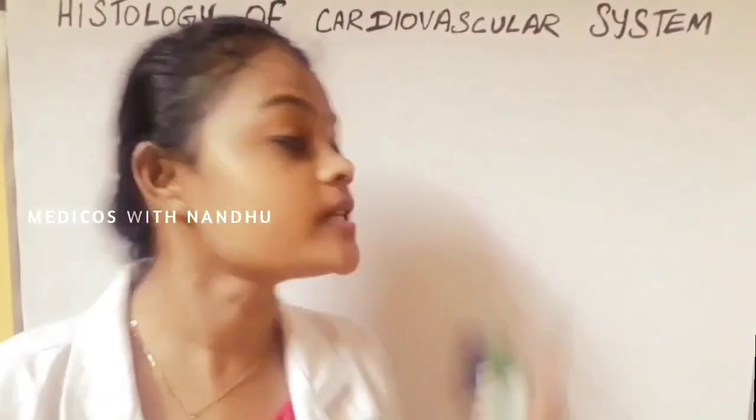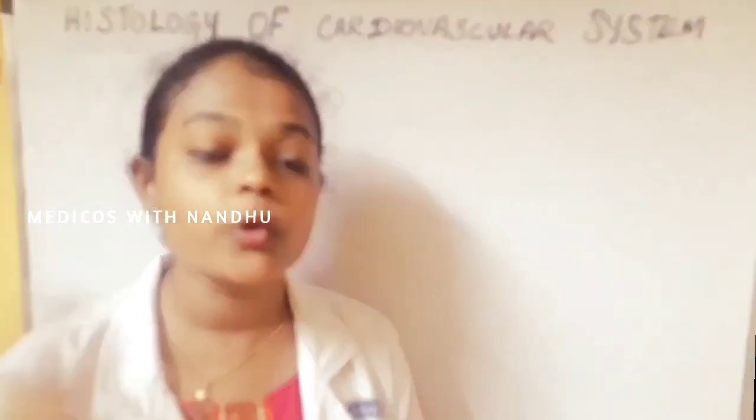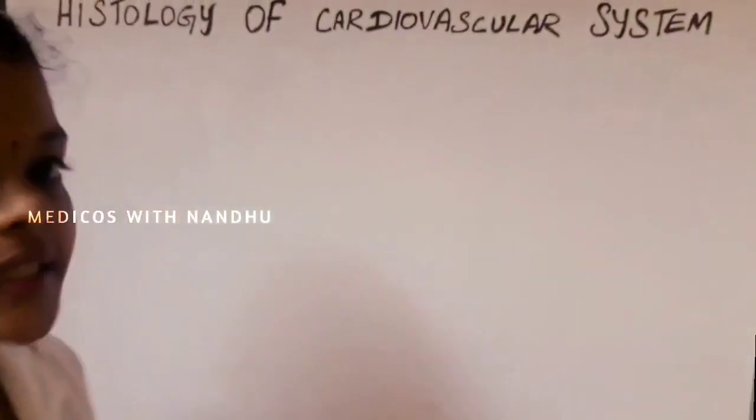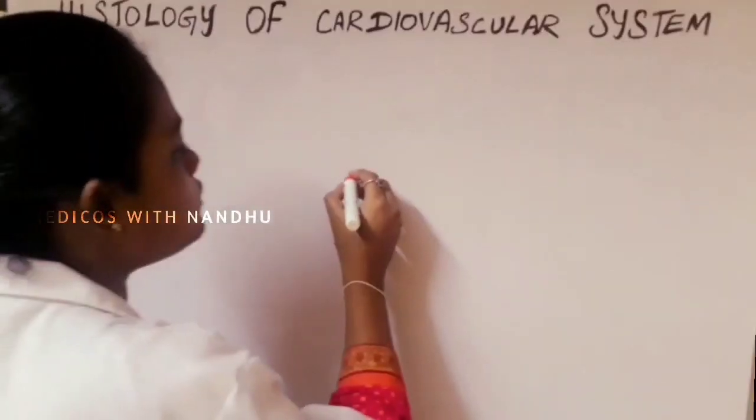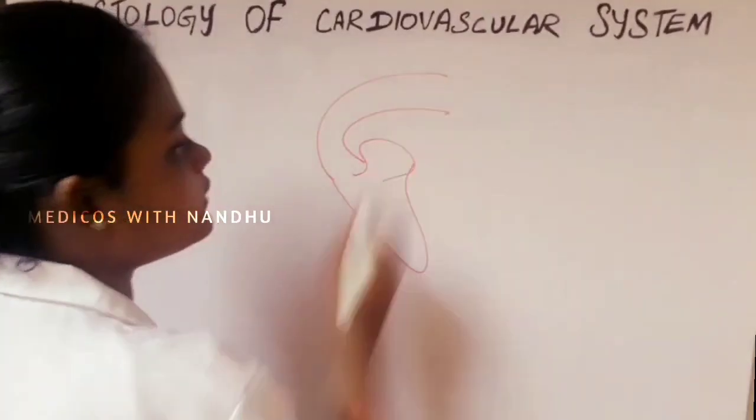Hi friends, today in our class we are going to see about histology of the cardiovascular system. So we are going to focus mainly on the circulation of the heart, the pulmonary as well as the systemic circulation. Okay, so let us start, and we should remember the main function of the heart first.